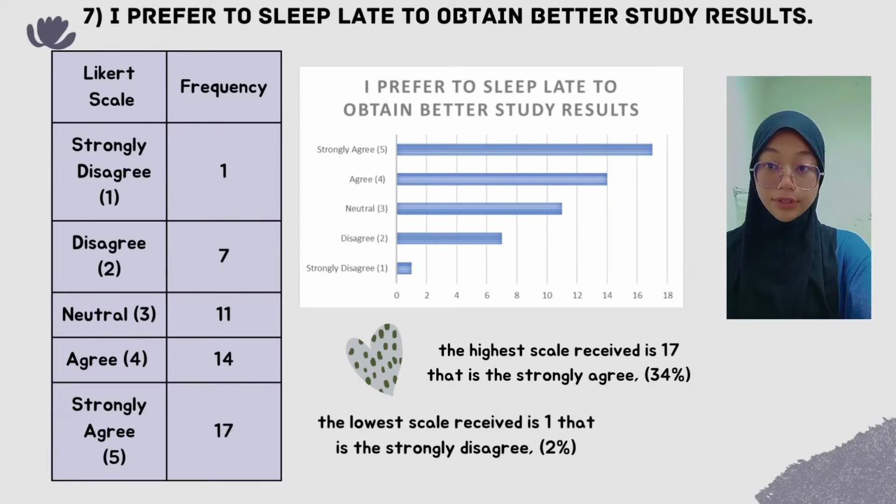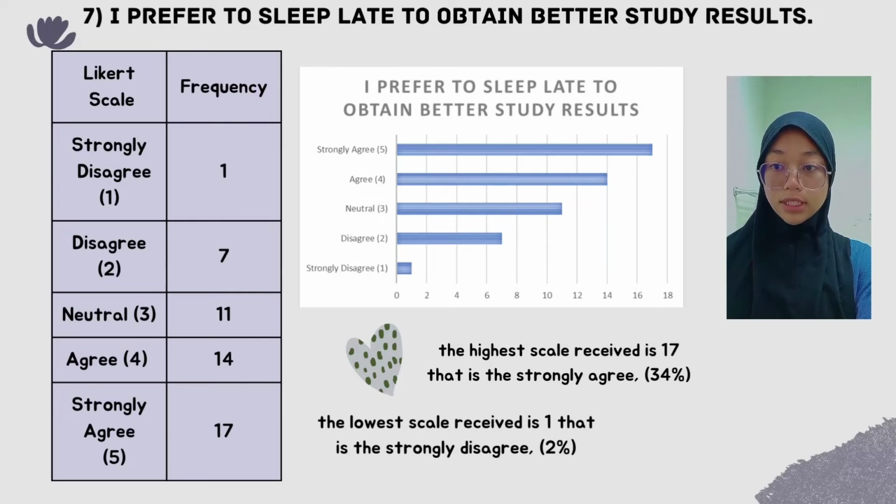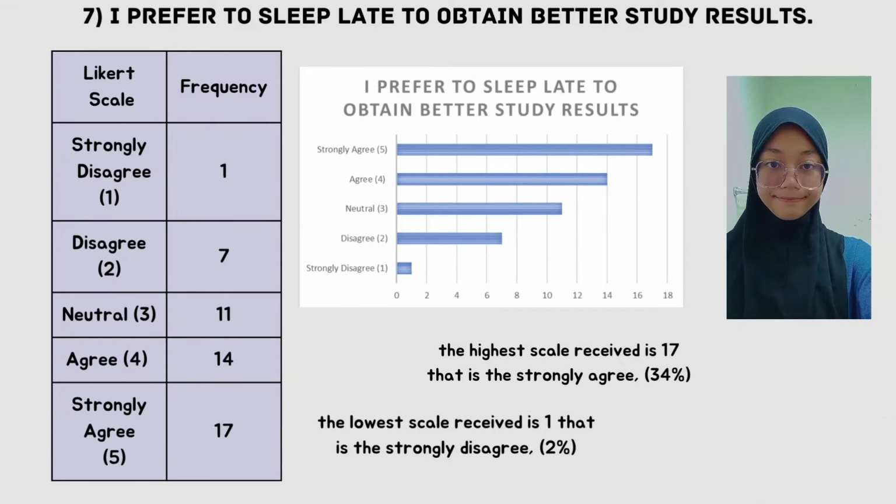Next question is about "I prefer to sleep late to obtain better study results." Based on the data we received, the highest scale received is 17, that is strongly agree, which is about 34%. And the lowest scale received is 1, that is strongly disagree, which is just 2% of it. Meanwhile, the others go to disagree, which is just 7 people, and then 11 people choose neutral, and last but not least, 14 people choose agree.